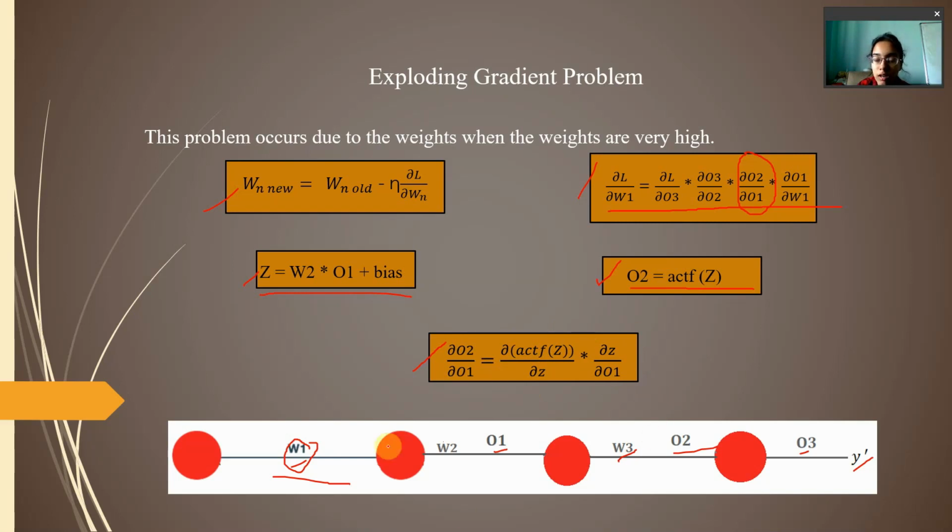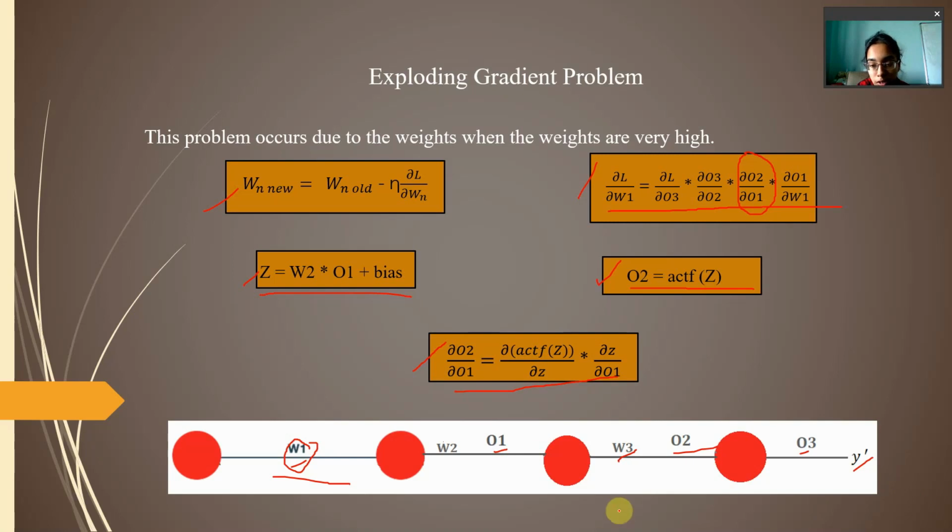Why del Z by del O1? Because the weighted sum, or Z, is getting affected by the output O1. Depending on the output O1, the value of the weighted sum will be calculated. So this del O2 by del O1 is actually the partial derivative of the output O2 with respect to output O1. Okay, so this is the chain rule of differentiation for this term.